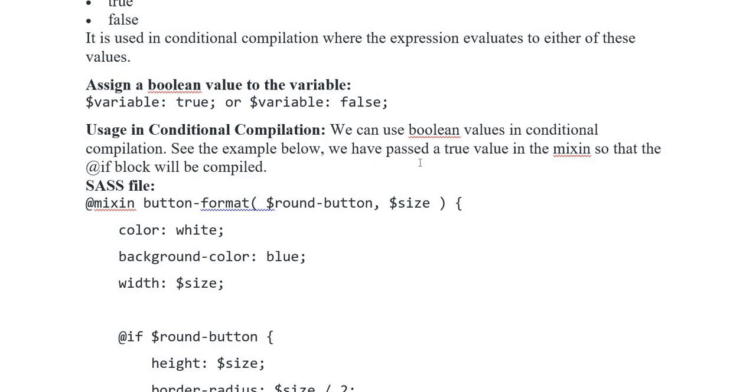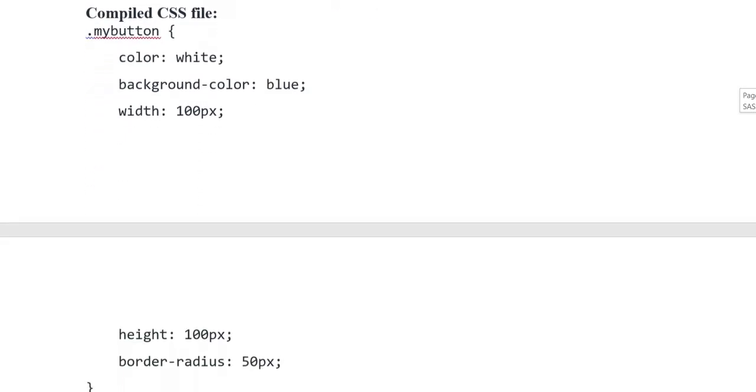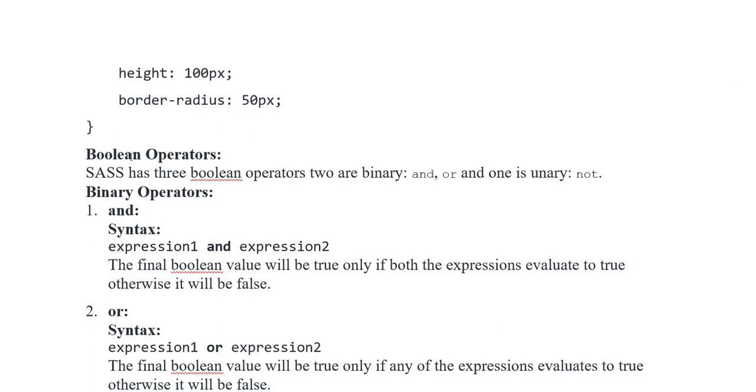See the example below. We have passed a true value in the mixin so that the if block will be compiled. Sass file: @mixin button-format($round-button, $size) { color: white; background-color: blue; width: $size; @if $round-button { height: $size; border-radius: $size/2; } } my-button { @include button-format(true, 100px); } Compiled CSS file: color white, background-color blue, width 100px, height 100px, border-radius 50px.